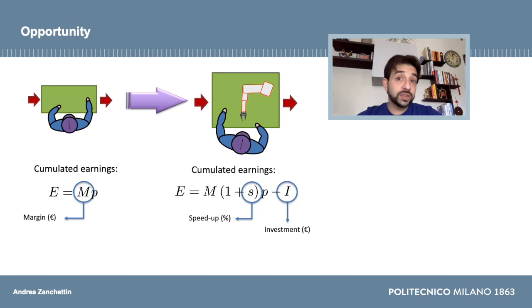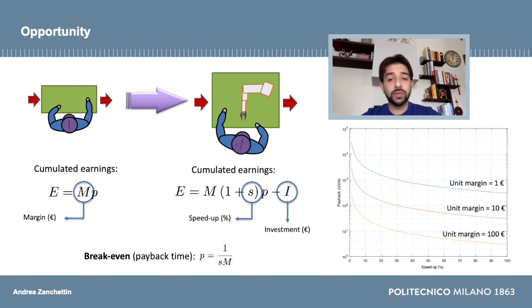Of course we have the same margin per product, but we have to make a small investment, which we identify with I. So the cumulated earnings is M times P times (1 plus S), where S is again the speed up in terms of productivity, minus the investment. If we compare the two and compute the break-even, we get that the break-even is P, the number of products, equal to I over S times M.